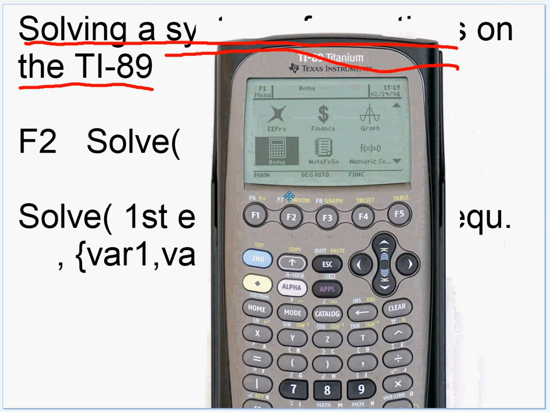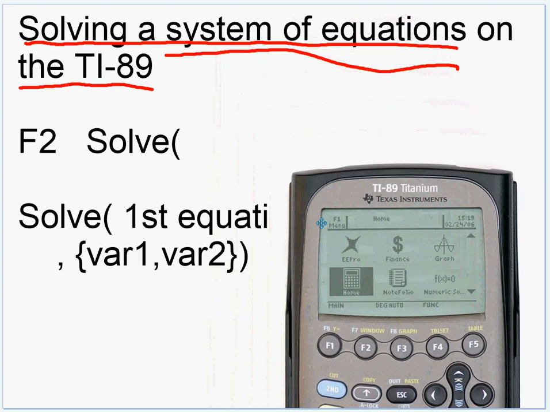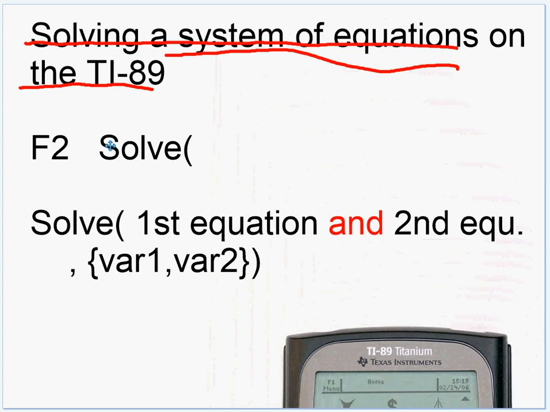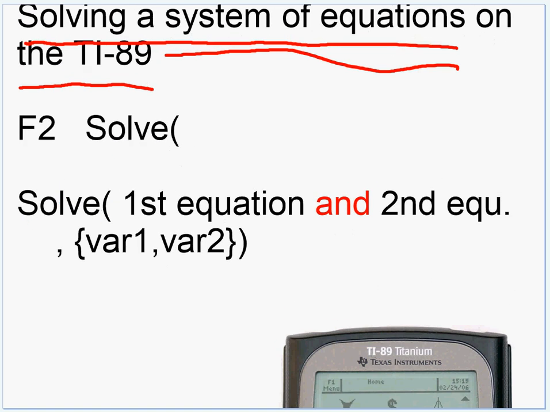Okay, here's a TI-89. We are going to use the F2 menu here, so if you're on the home screen, you're going to want to hit F2. That should be your algebra drop-down menu, and we're going to choose the solve feature. We've used that before in class, but here the setup's going to be a little different. I've sort of written it out here.